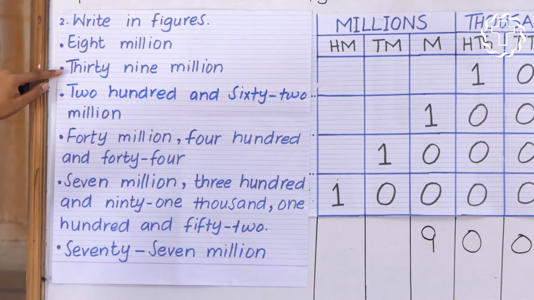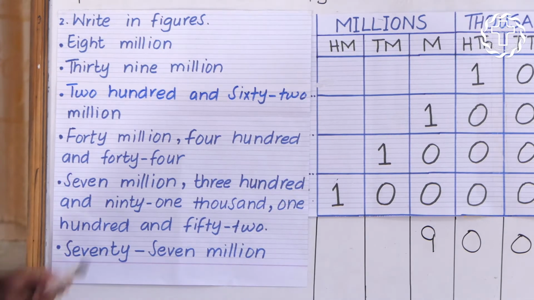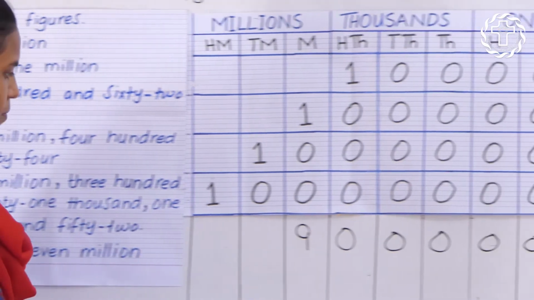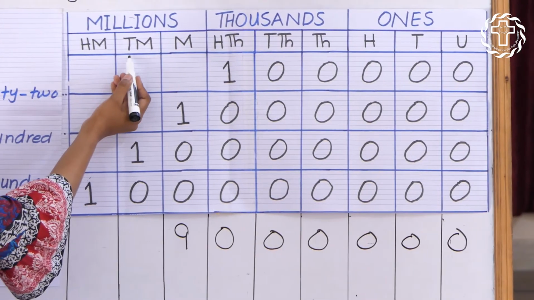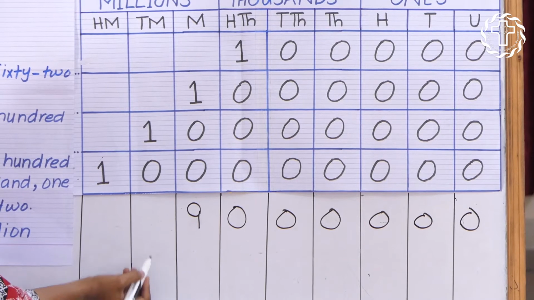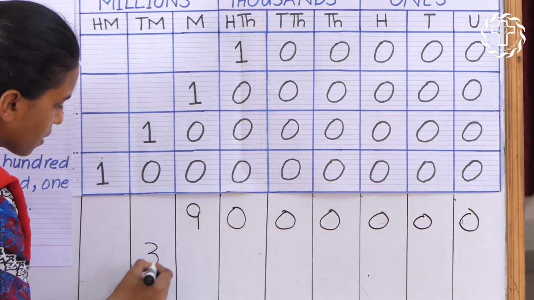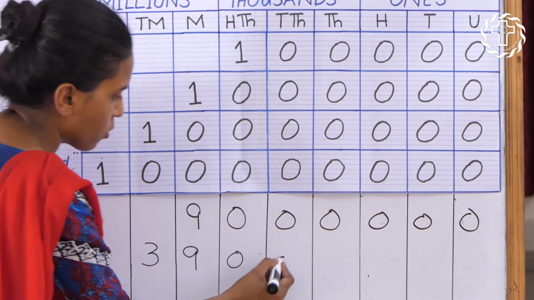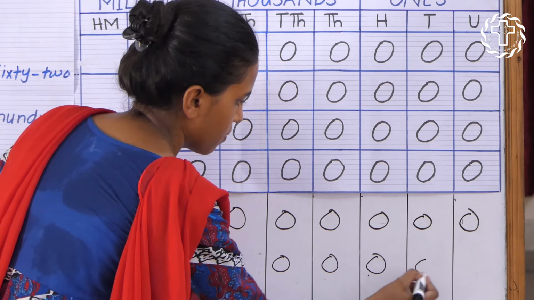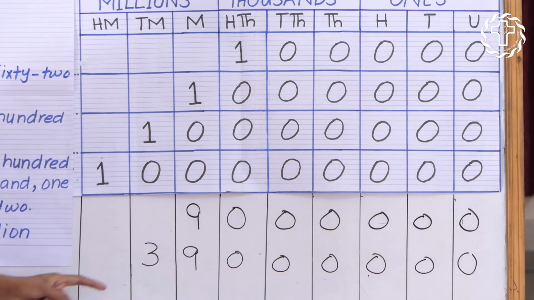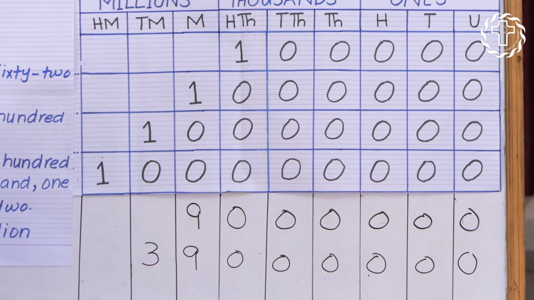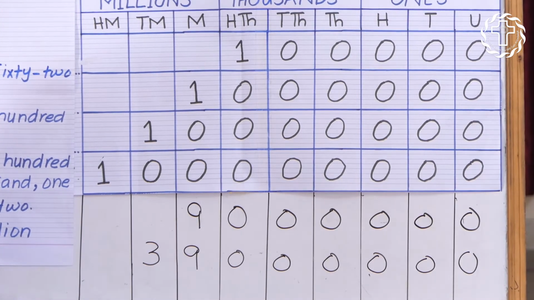This is 39 million. So how can we write this number into figures? We will write, this is a 10 million column. So we will write 39 and in the rest of the columns we will put zeros. This is 39 million.